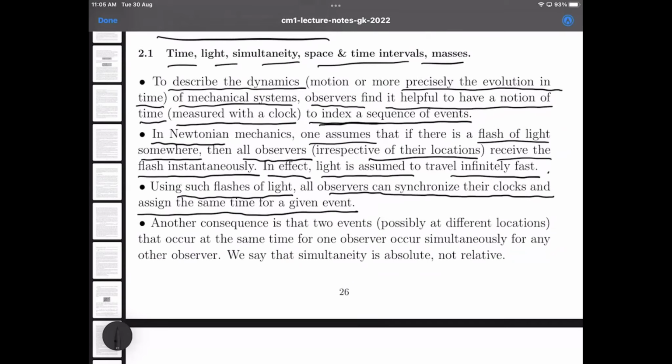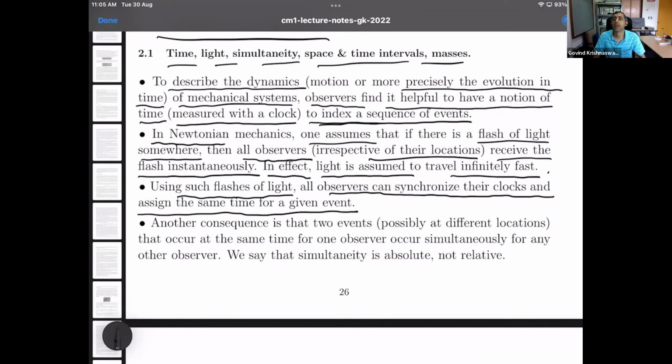Is this assumption valid? Well, it is. You can test it, and it is valid to very high accuracy. Of course, over very long distance scales, one does come to realize that perhaps light is not traveling infinitely fast. Yeah, so this is a long story. But from our common experience, it is valid to extremely high accuracy. So we are going to work under that assumption now.